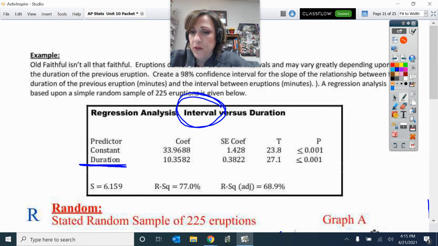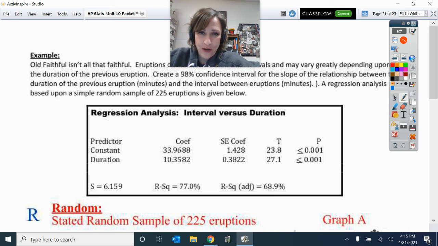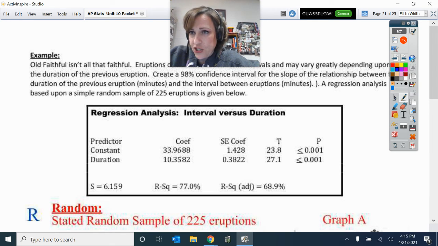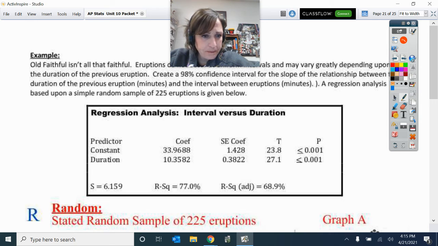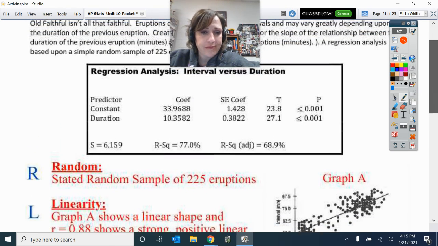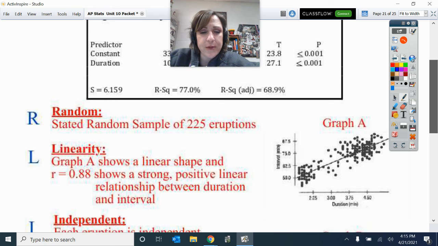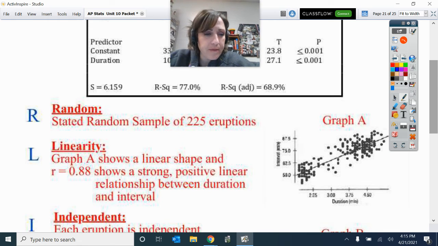Okay, so here we go. Let's look at how we write these. Some of these things are canned phrases that you can remember. So first, random: stated random sample of 225 eruptions. Okay, done.